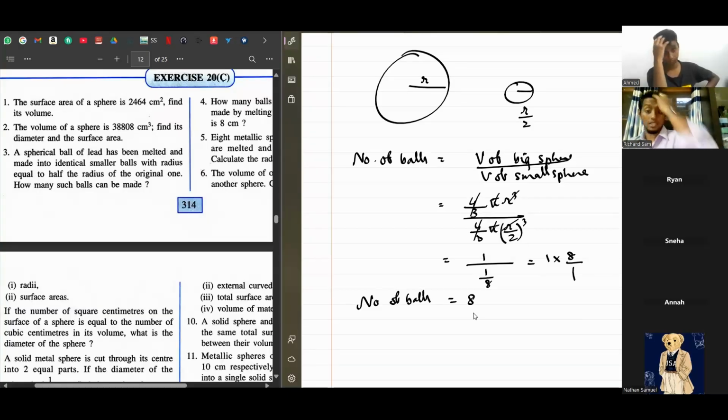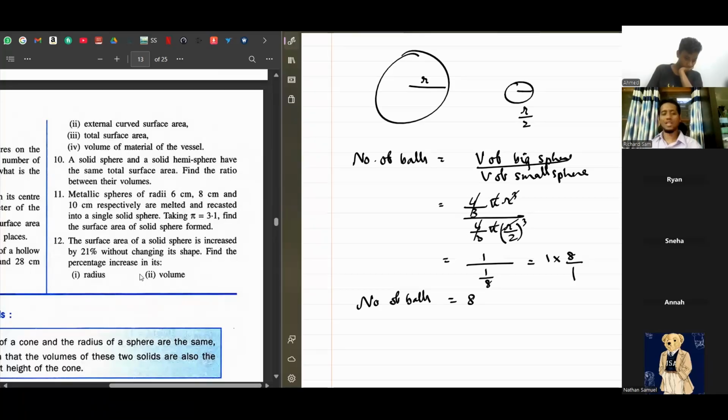Clear how to do it? There was no substituting anything. Nothing was there also. Just have to make the formula like this, derive it and put it. Okay, let's do this last question here.